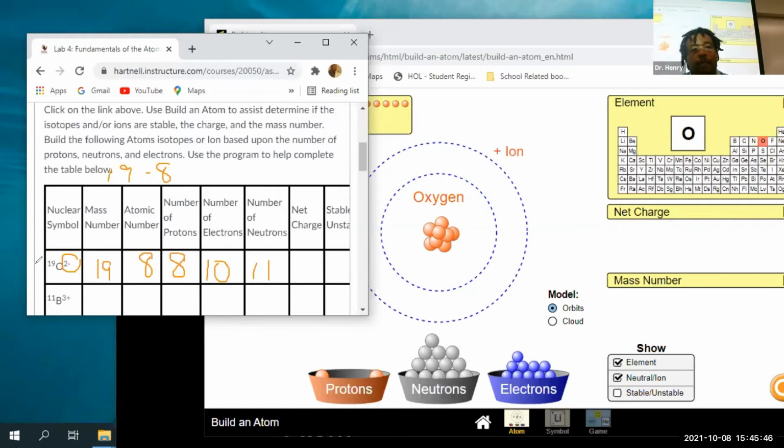Okay, so remember, normally it would have 8 protons and 8 electrons. And so the net charge on that would be 0 because the electrons and the protons balance each other out. Now we have 10 electrons and 8 protons. So what would be the net charge? Electrons are what charge again? Negative.